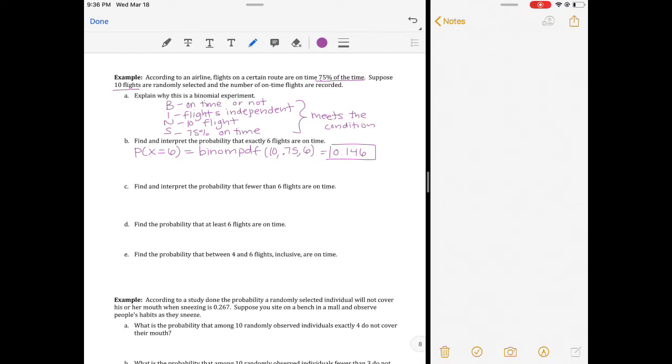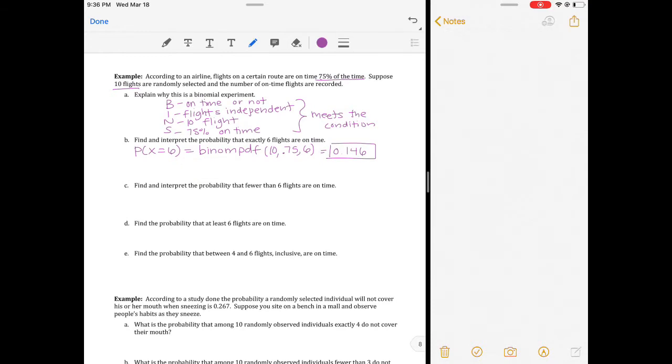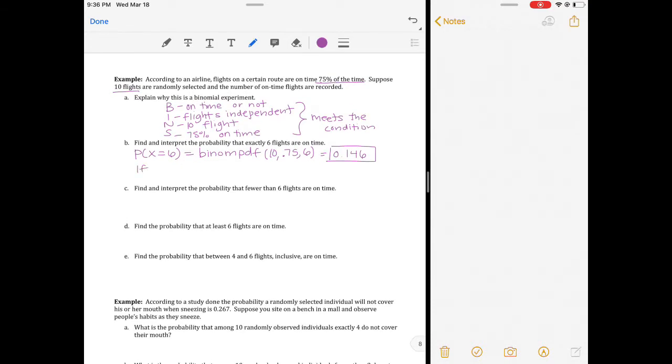So that's one interpretation. Maybe a better way to say it: if we had 100 trials, we would expect, if I multiply by 100, I get 14.6, so we expect about 15 trials to result in 6 on-time flights.